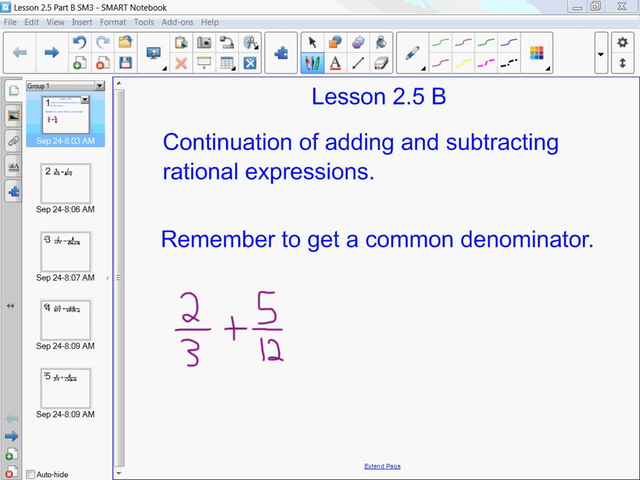If we wrote the factors of that, of course 3 is its own factor. 12 can break down into 2 times 6. 6 can break down into 2 times 3. We see that 3 is common to both of those. And so 2 times 2, which is 4, is what we need to multiply this side by, 4 over 4, so that we will have a common denominator of 12.